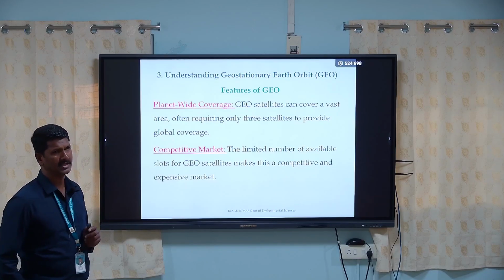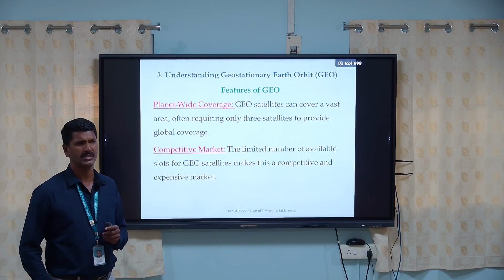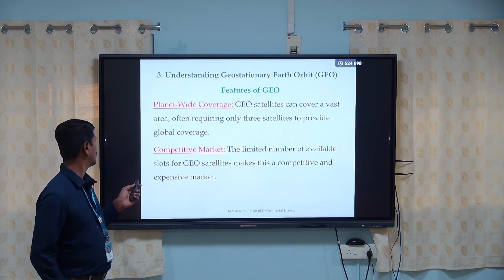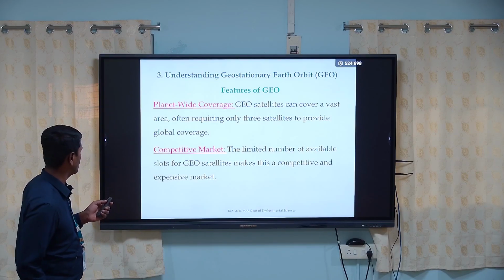Now understanding the third orbit, the geostationary orbit satellite. What are the uses of the geostationary satellite orbit?